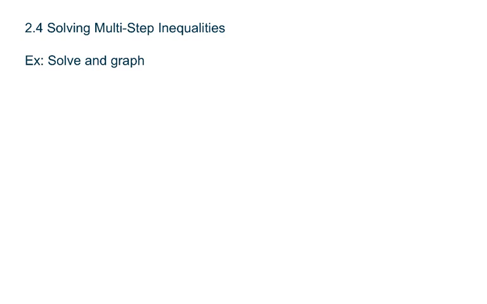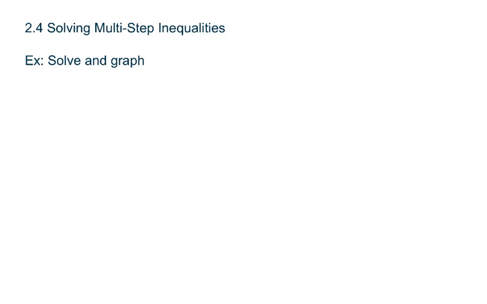Section 2.4, solving multi-step inequalities. Section 2.2 and 2.3 were single-step inequalities. Section 2 was adding and subtracting. Section 3 was multiplying and dividing. In Section 4, we're going to expand that to multi-step. So we'll have two-step, we'll have three-step, we'll have inequalities with variables on both sides. We're kind of lumping them all together here in one video.